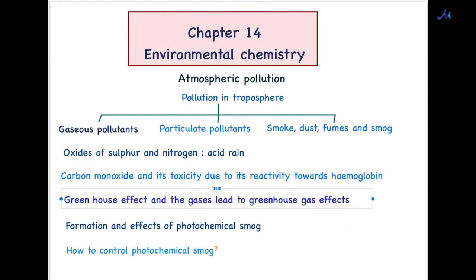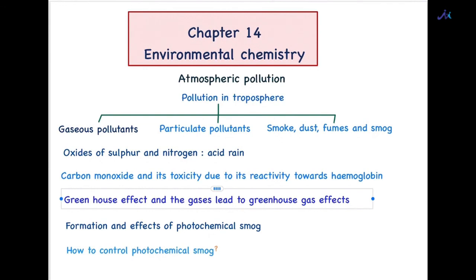Last chapter, chapter 14, environmental chemistry, which is relatively a small unit. First topic is atmospheric pollution in troposphere. Classify the sources of pollution in troposphere, such as gaseous pollutants, particulate pollutants, smoke, dust, and fumes.